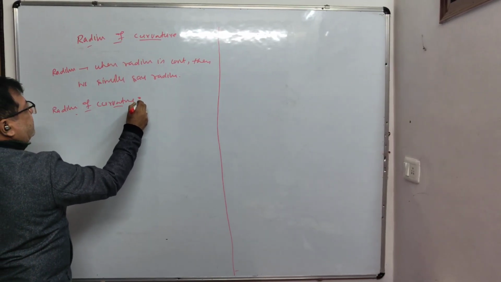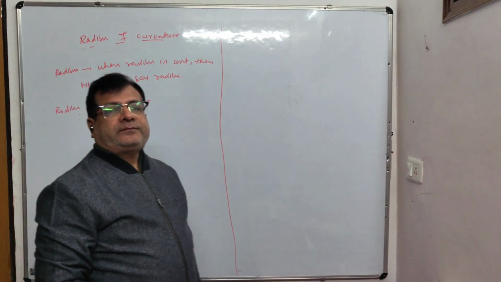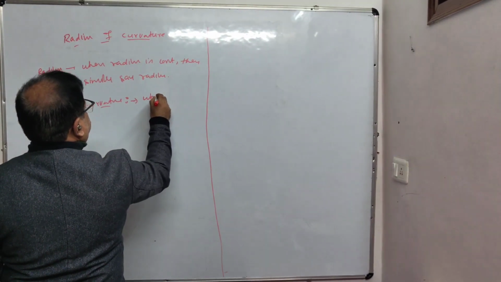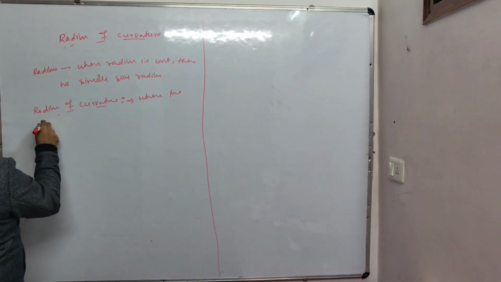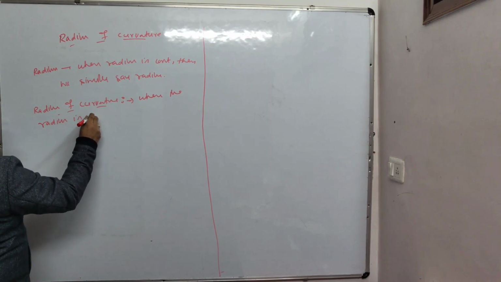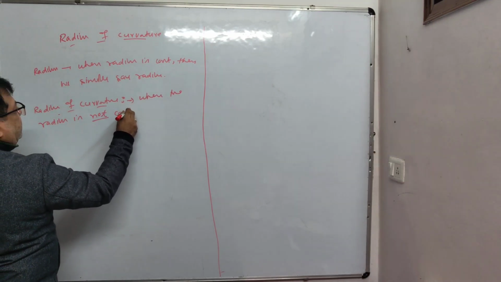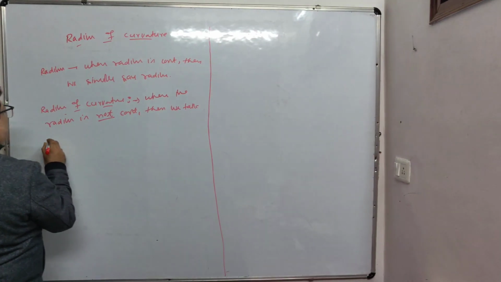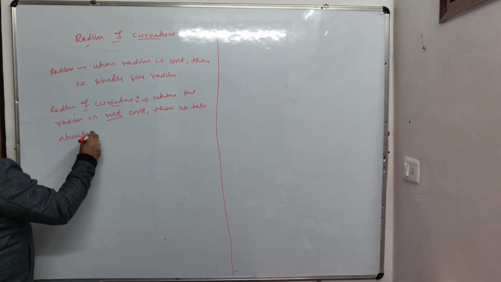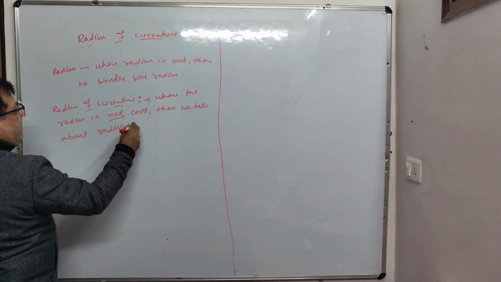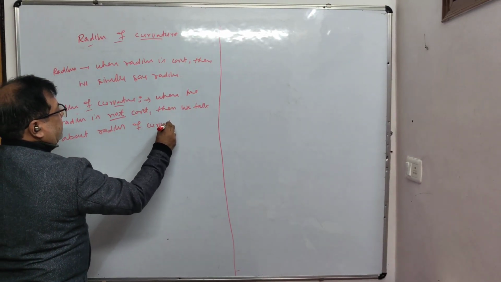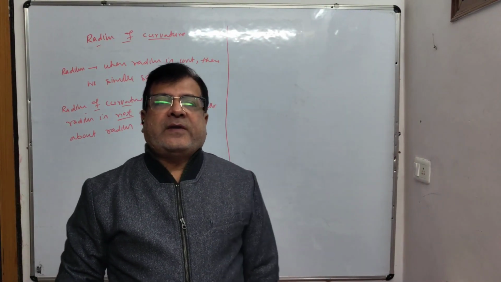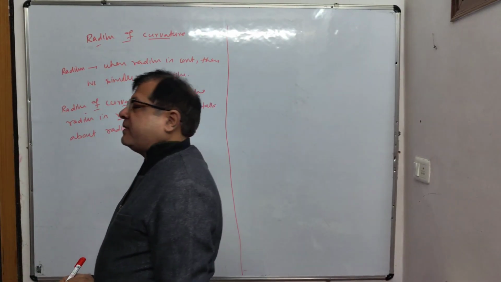So in so many problems we are calculating the radius of curvature when the radius is not constant. So when the radius is not constant, then we talk about radius of curvature. Right? So when radius is constant, then you are talking about simple radius, and when radius is not constant, then you are talking about radius of curvature.